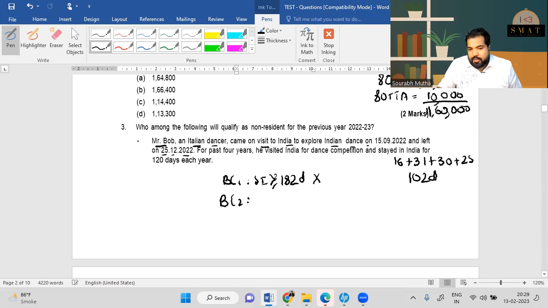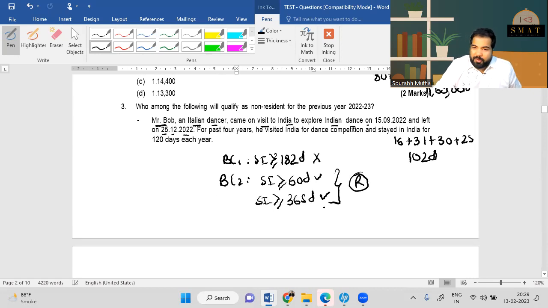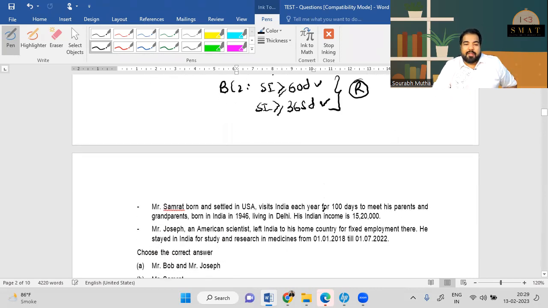But we'll go to basic condition 2. Stay in India greater than or equal to 60 days. Yes. And stay in India in the last 4 years greater than or equal to 365 days. Yes to both. So he basically becomes a resident. Sorry, Bob, you're not a non-resident, unfortunately.